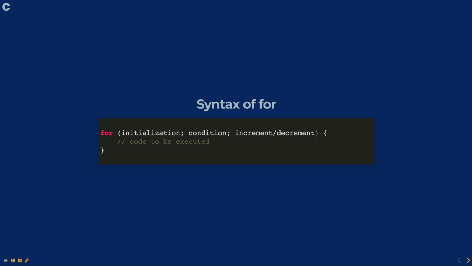Here, initialization is an expression that is executed once at the beginning of the loop. Condition is an expression that is evaluated before each iteration of the loop. If the condition is true, the code inside the loop is executed. If the condition is false, the loop is terminated and the control is transferred to the next statement after the loop. Increment/decrement is an expression that is executed at the end of each iteration of the loop.